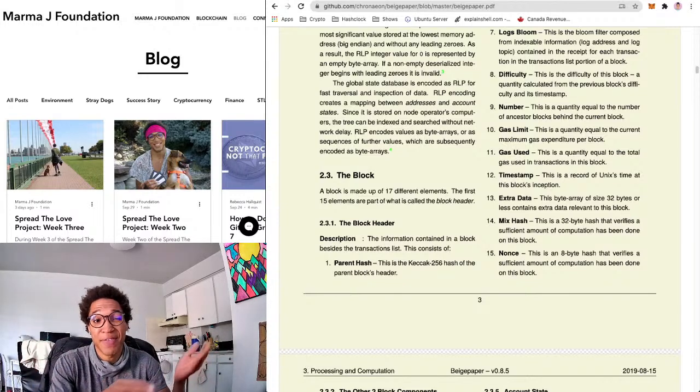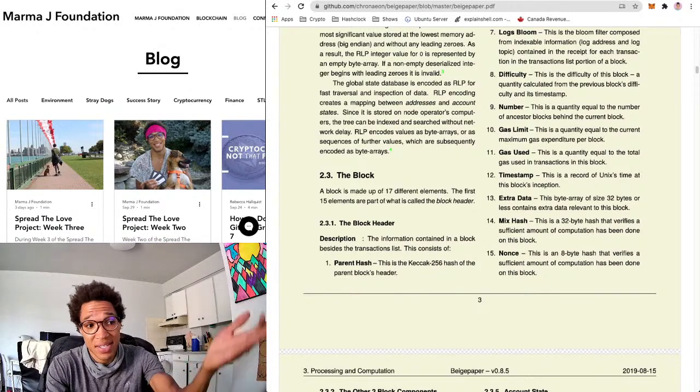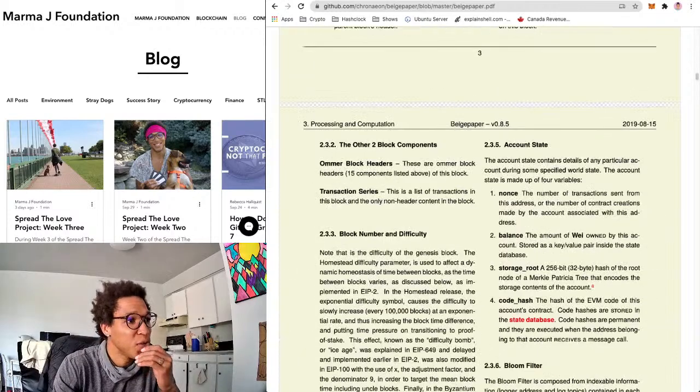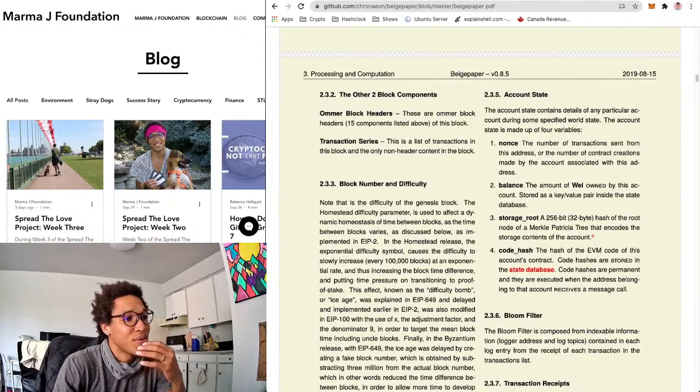I think it's something that was taken from Bitcoin. I don't think Bitcoin ever got to a point where it needed this extra data, but I think Ethereum still has this extra data part included. Anyways, that's it for, oh, sorry.